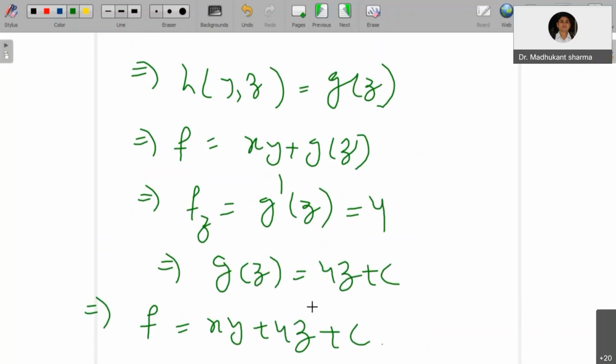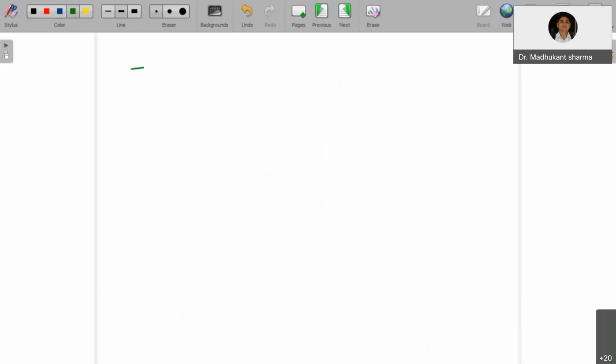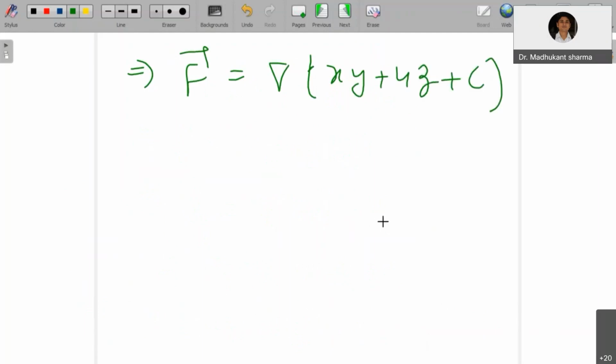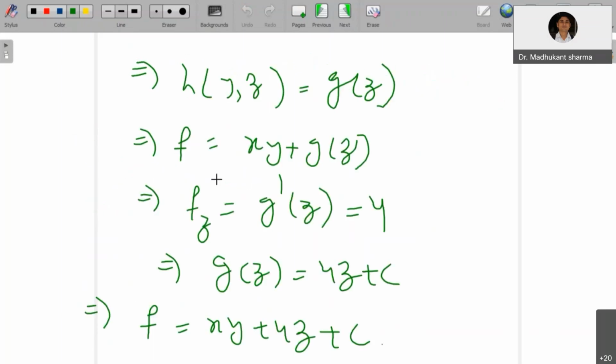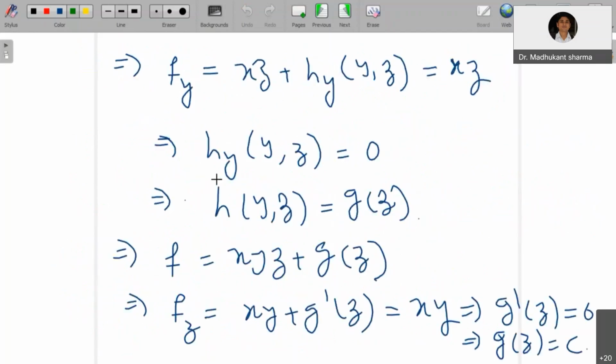So such a potential exists. Okay. And now, so we have found f equals x into y plus 4 times z plus c. Now what we are interested in is the integral over C of F dot dr, and you have the starting point and end point given.